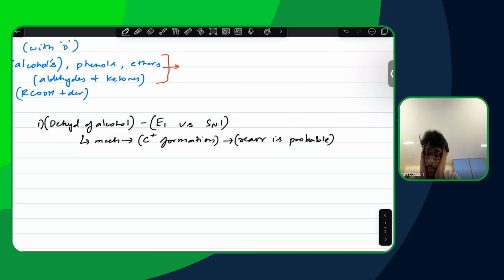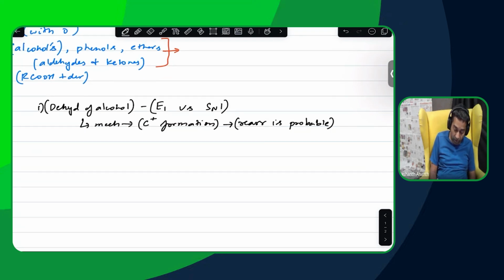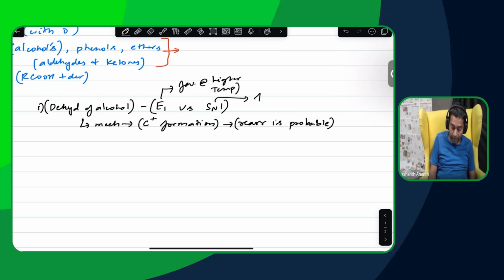Now, in this particular case, E1 versus SN1, E1 is going to be favored at higher temperature. I think we had discussed this already. And SN1 is going to be favored at lower temperature range. Doesn't mean it is lower temperature, it is lower temperature range, after forming the carbocation.